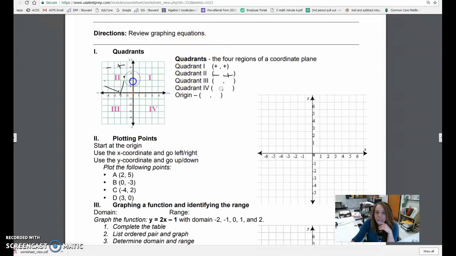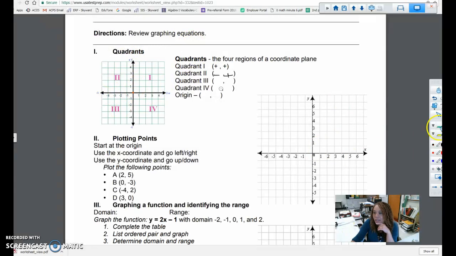I want you to think ahead. Quadrant 3 and quadrant 4, what would those look like for your x and your y values? Well, first I'm going to come over here to quadrant 3. From the origin, I'm going backwards on the x, so I'm going toward negative x, and I'm also going down toward negative y. So quadrant 3 is going to be negative, negative, which is the exact opposite of quadrant 1. And then you would see that quadrant 2 and 4 are opposites.